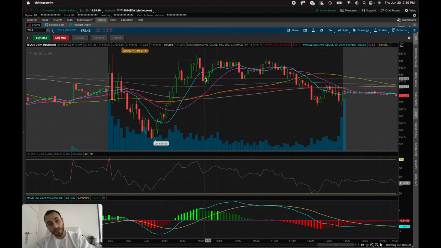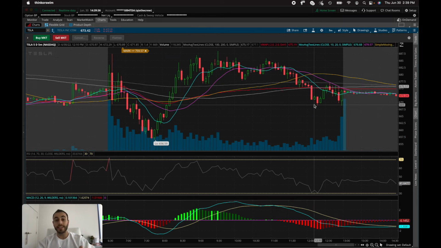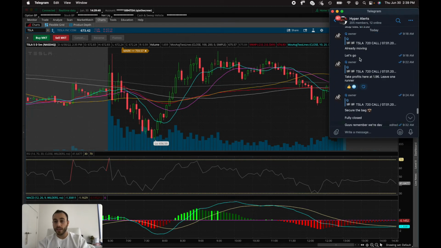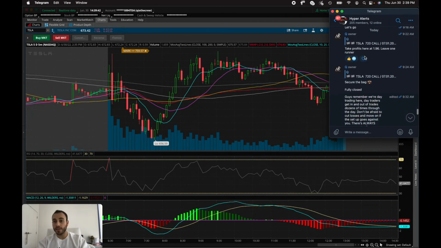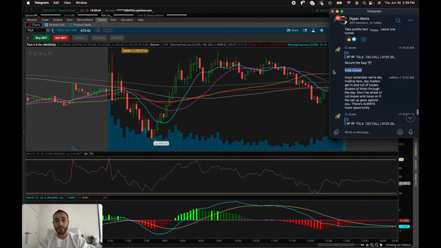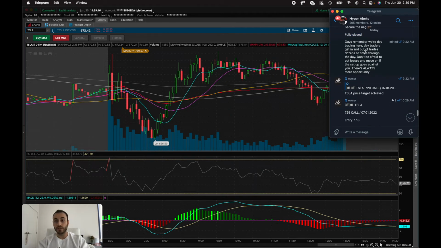So if we got into calls, we're safely holding calls as long as we maintain above that point and we don't sell off like we did towards the end of the day. But by that time, we were completely out of calls. We closed these calls, we took profits, we left one runner, and then once again, we took profits and we fully closed by 9:24 a.m.